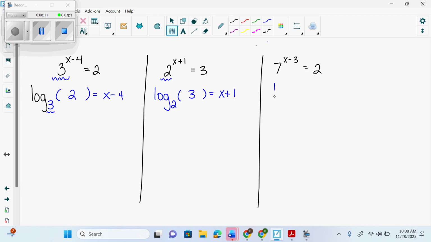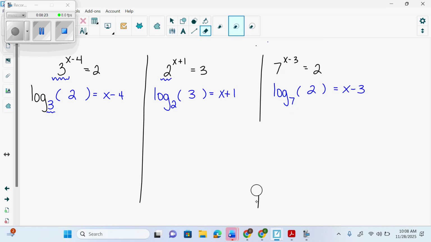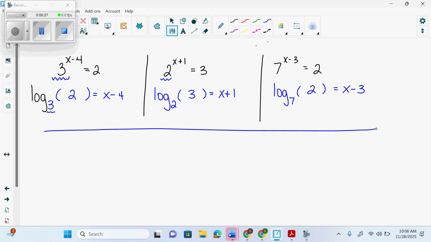Okay, what about this one? Log base what? Log base 7. What's going to go beside it? 2, and it's going to equal x minus 3. Cool. Like I said, we're not solving them right now. Okay, I'm going to give you the opposite, see if you can make it an exponent. Go.